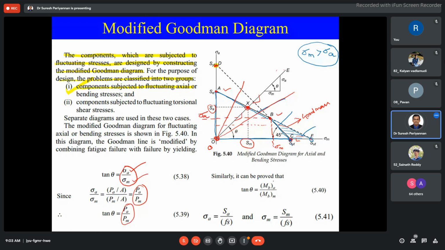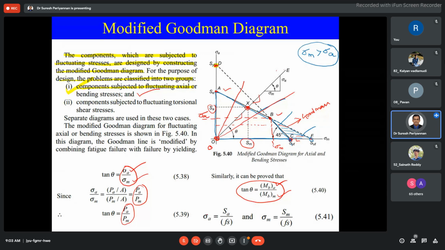Similarly, in the first case we assumed the component is subjected to fluctuating axial or bending stress. Now this is tan theta. I can consider the same way when the component is subjected to bending. MBA is the bending moment due to stress amplitude. This is the bending moment with respect to mean load. This is the bending moment with respect to stress amplitude.